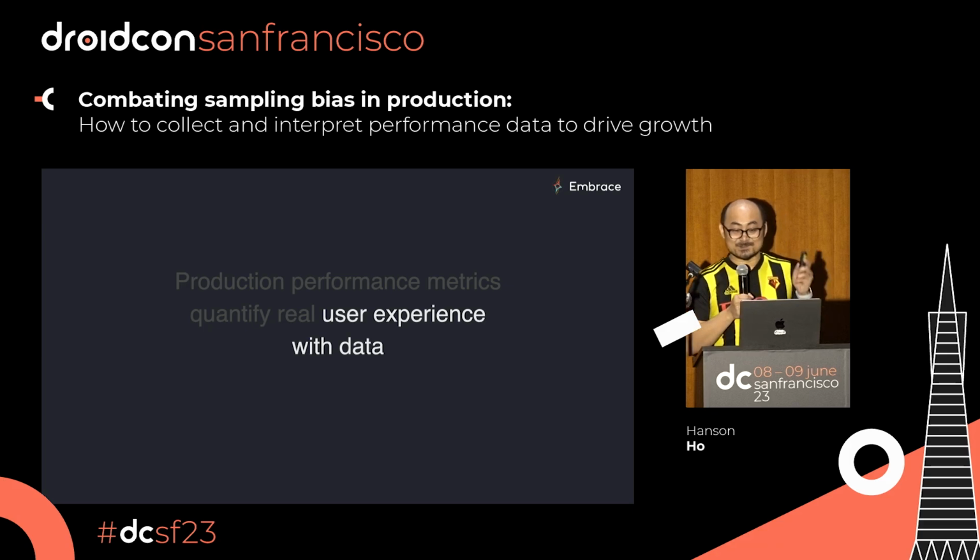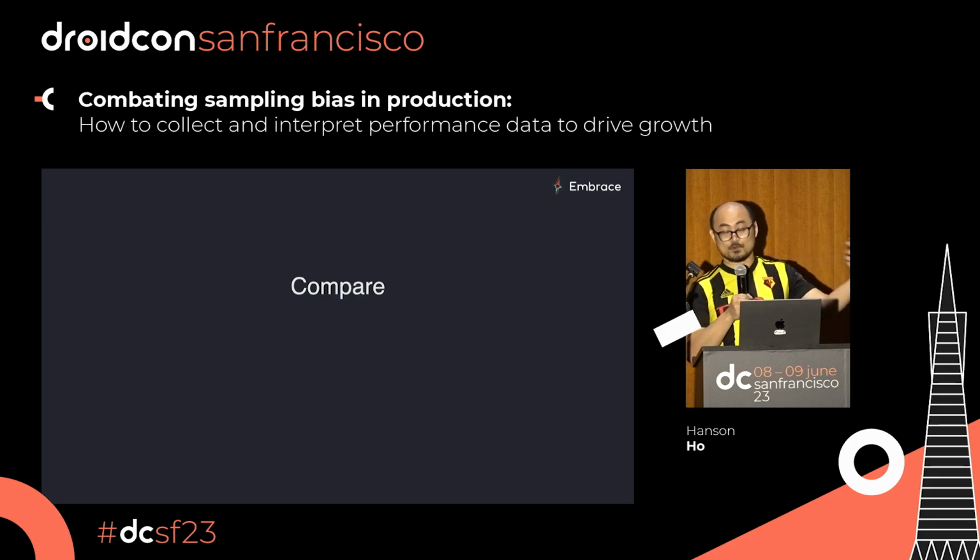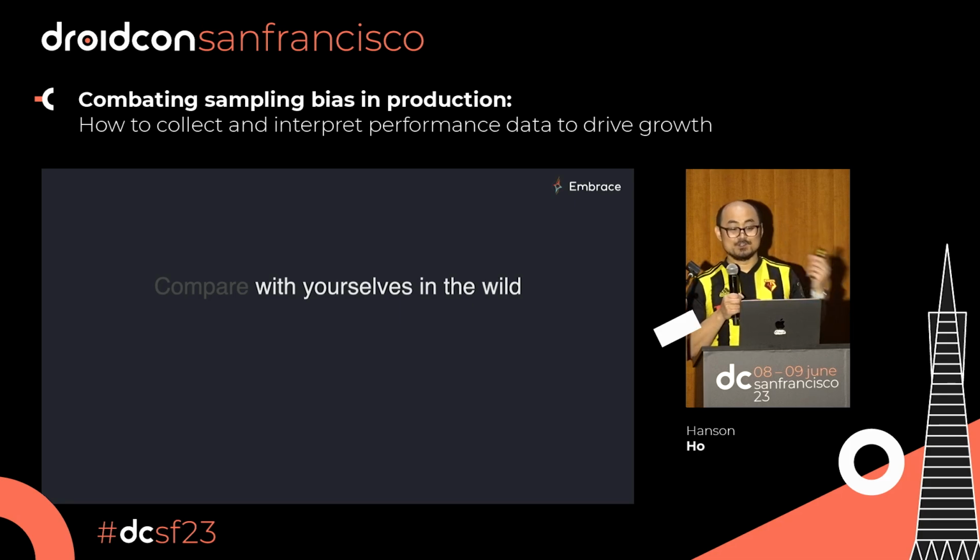And why is data great? Well, data is great because you can compare. You use data to compare performance tests, but we can use production metrics to compare what you and your users are experiencing in the wild, across the spectrum of users.